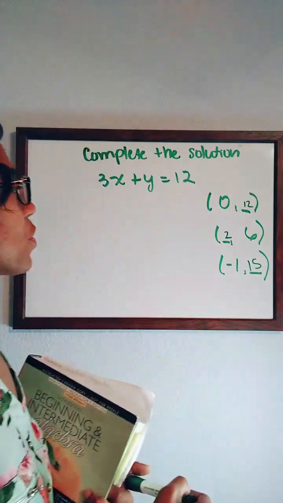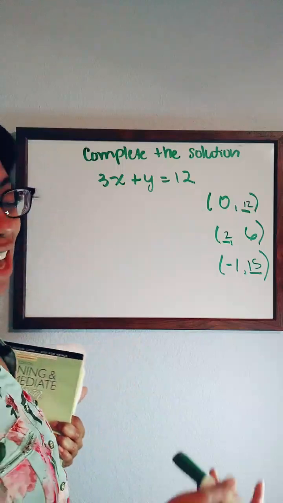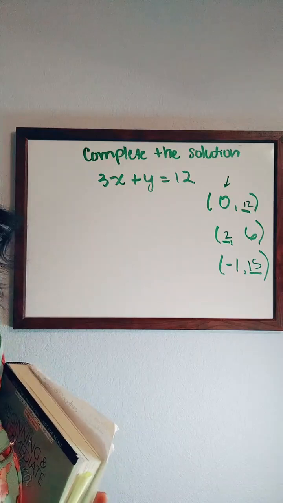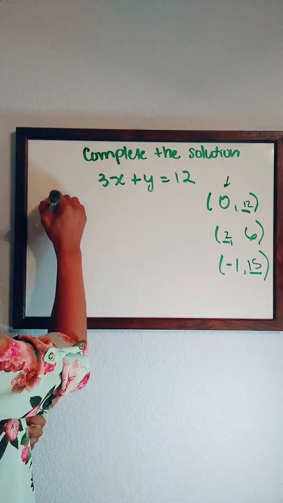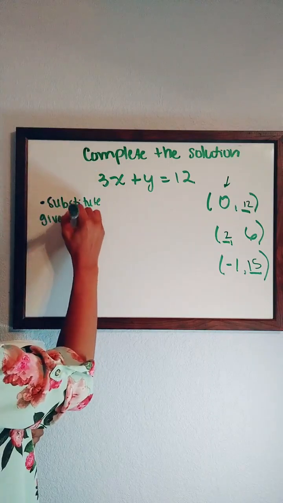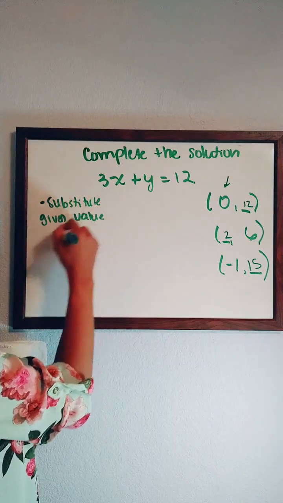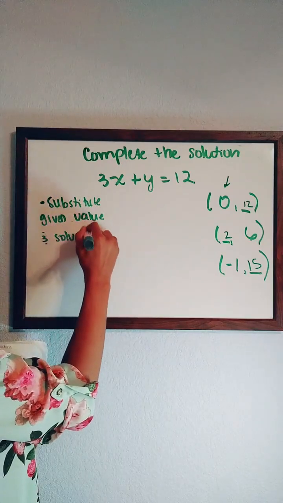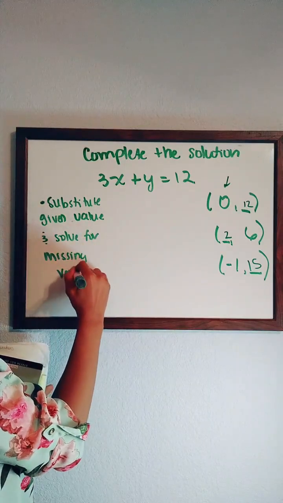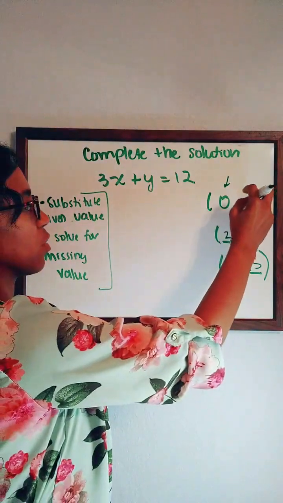So for those who weren't sure, I'm so glad that you said that. Kenzie says she's learning algebra. What you're going to do is always substitute in the given value and solve for the missing value. Whenever they give you a value, you'll put that into the equation, and then you'll solve for whatever's missing. So let's just do the first one real quick.